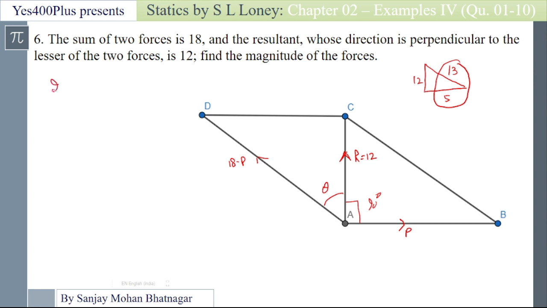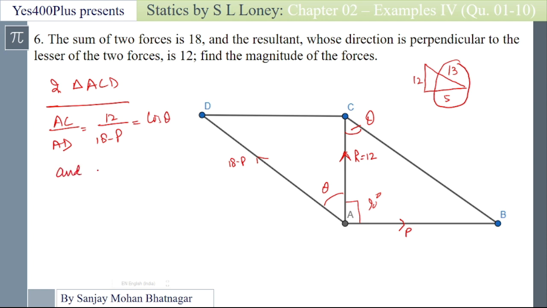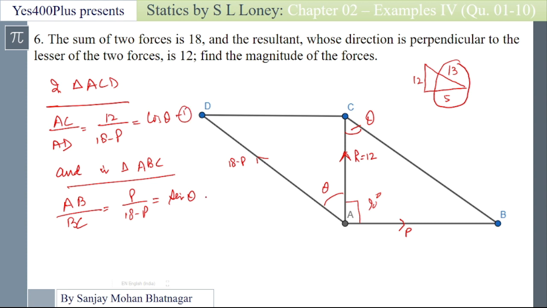लेट्स डू इट. सो इन ट्राइंगल ACD ये एंगल थीटा है तो ये एंगल भी थीटा है. So we have AC upon AD is equal to 12 upon 18 minus P and this is equal to cos theta. And in triangle ABC we have AB upon BC, but AB is P and BC is once again 18 minus P. So this is sine theta. So this is 1, this is 2.